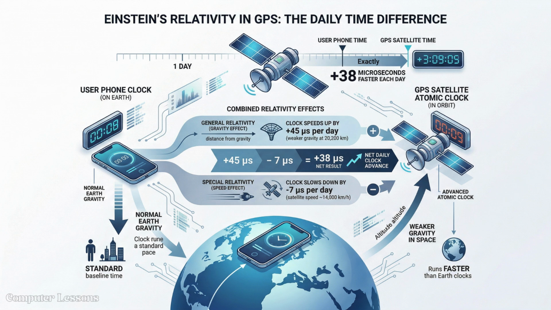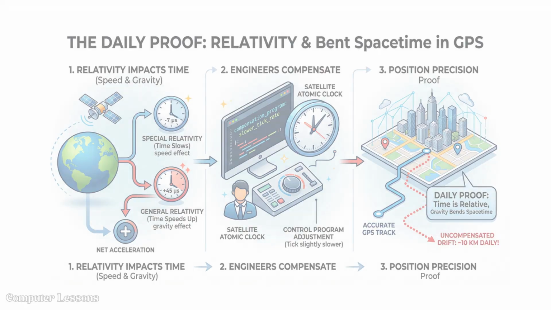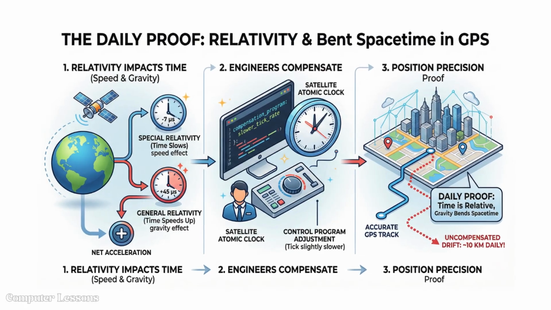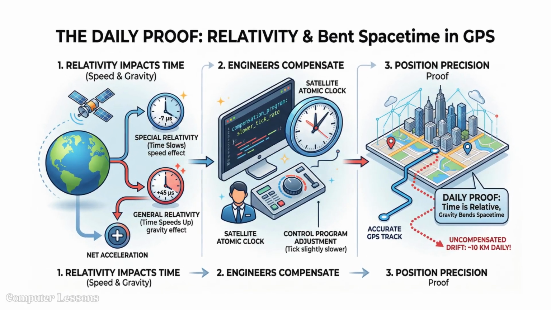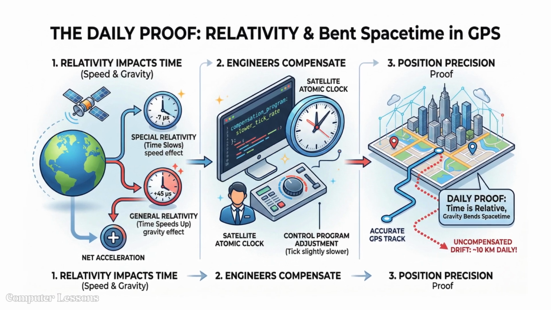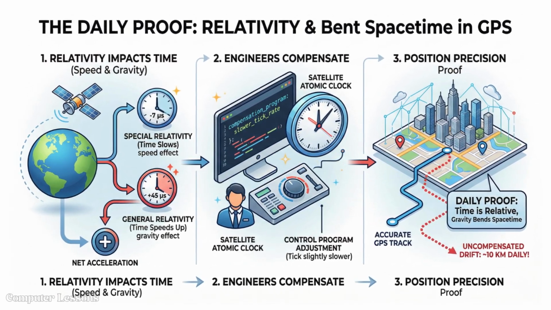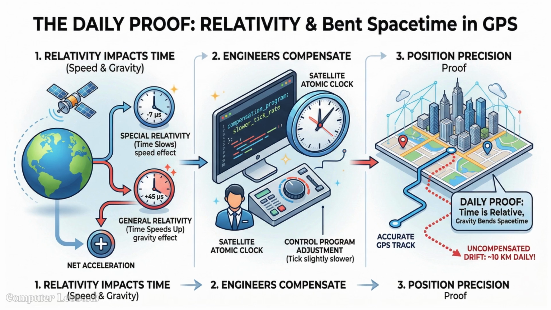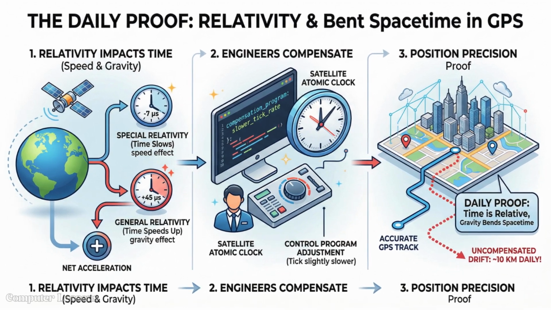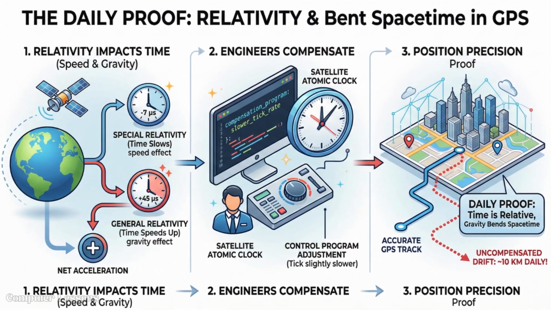your phone. If engineers did not program the satellite clocks to tick slightly slower to compensate for this relativistic effect, GPS would drift by about 10 kilometers every single day. Your navigation system is literally a daily proof that time is relative, and gravity bends space-time.